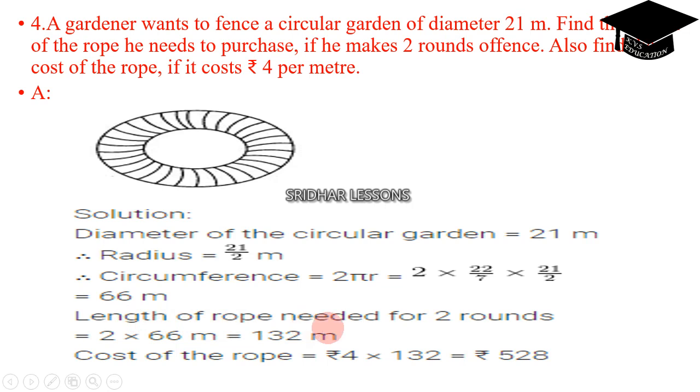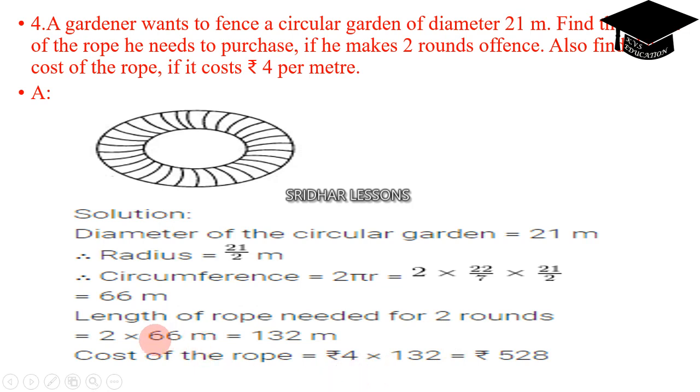The length of the rope needed for 2 rounds, that is 2 into 66 meters, because circumference means 1 complete round. So the length of the rope needed for 2 rounds, that is 2 into 66, is equal to 132 meters. Therefore, the cost of the rope is equal to 4 into 132, which is equal to 528 rupees. Okay, because the cost per meter is 4 rupees here.